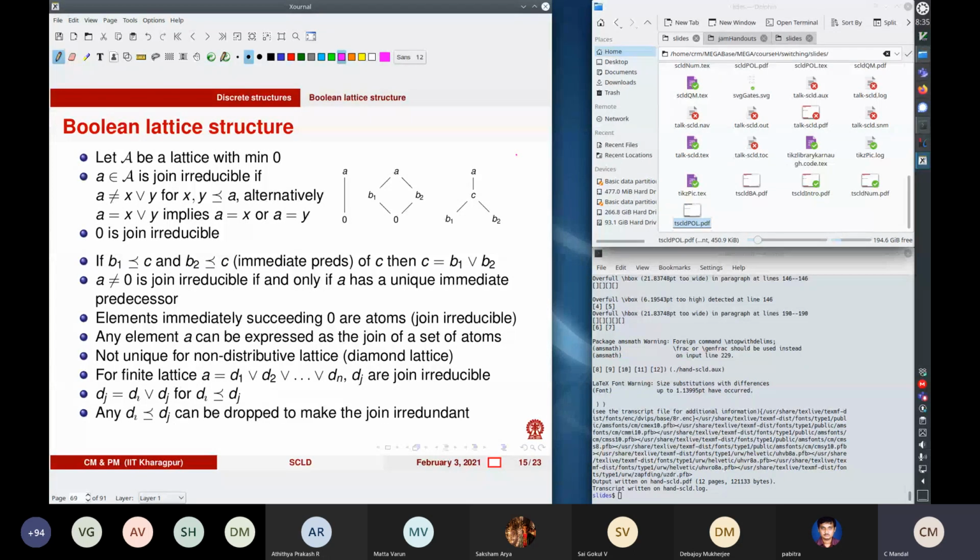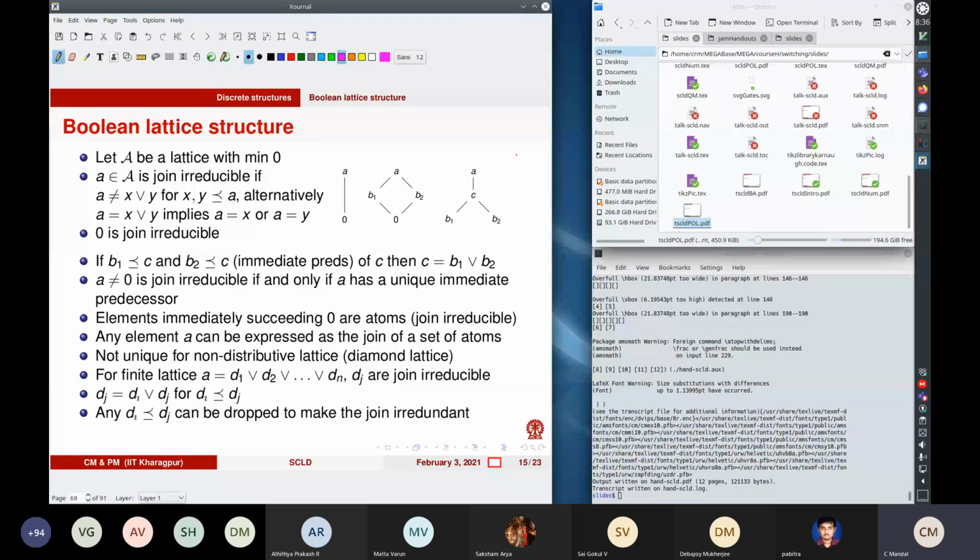If you reduce this expression in that manner, then you can make this expression irredundant, so that you do not have any di which is a predecessor of dj in that list. Okay, so that makes the representation irredundant.